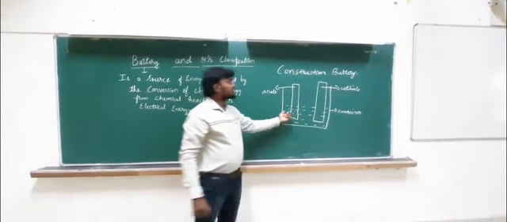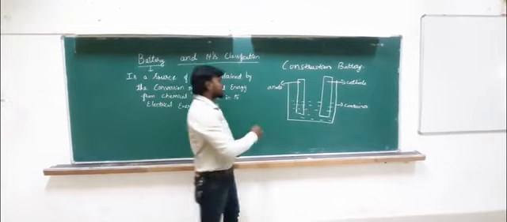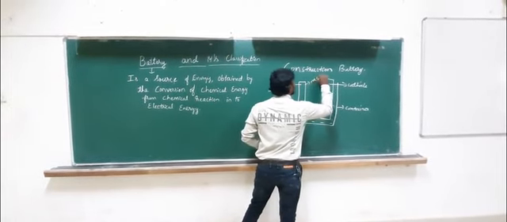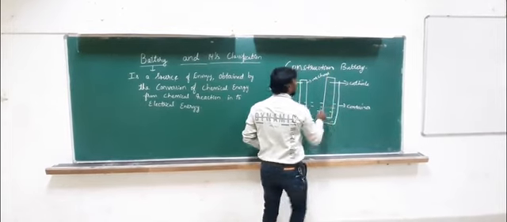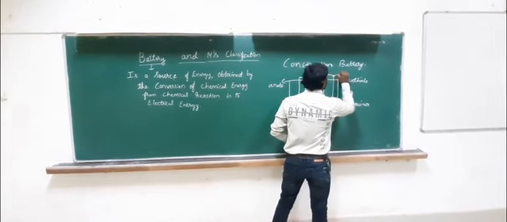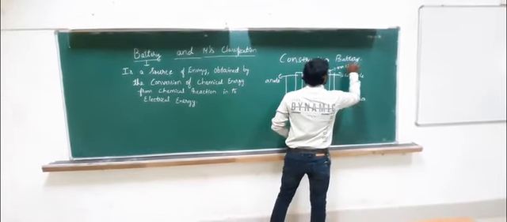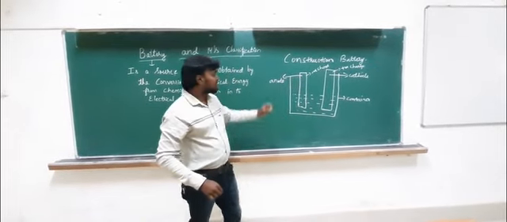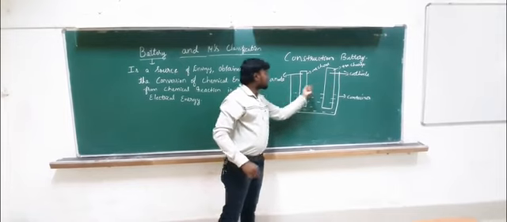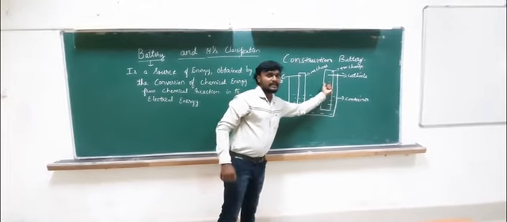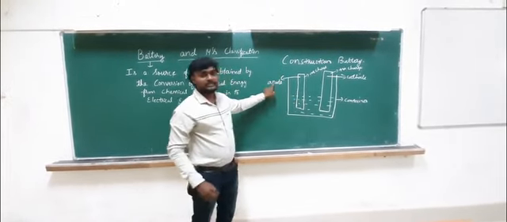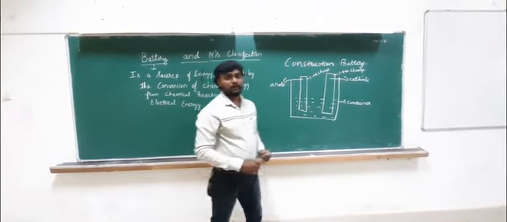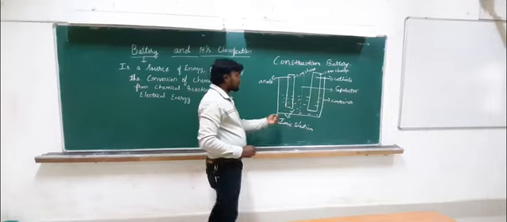So in this, anode acts as negative charge and cathode acts as positive charge. In this electrochemical cell, two electrodes are consist. One is anode, another one is cathode, in which anode possesses negative charge and cathode possesses positive charge. This is for electrochemical cell.